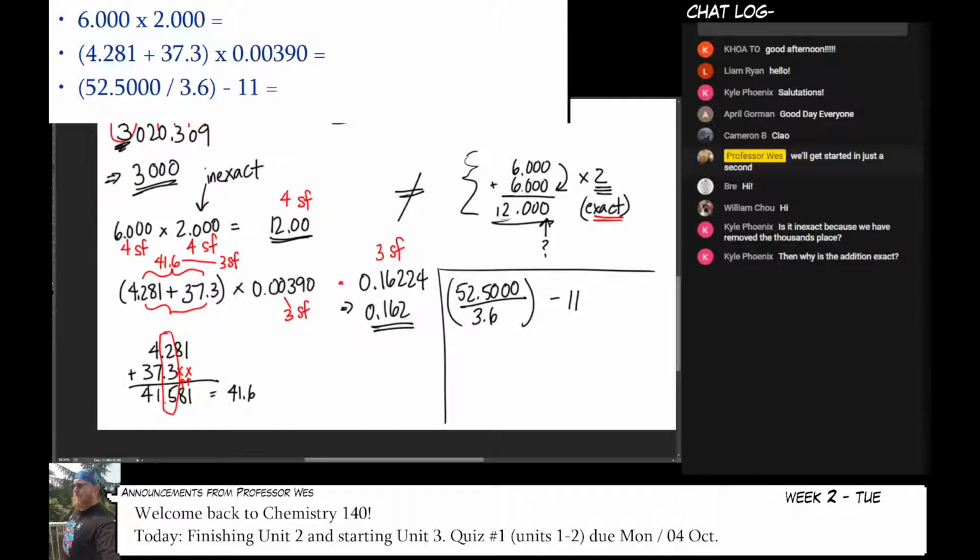So I'm going to do the division first. This one has 6 sig figs, but this one only has 2 sig figs. So my answer to this part is only going to have 2 sig figs. Let's punch that into the calculator. 52.5000 divided by 3.6, and I get 14.5833333333.